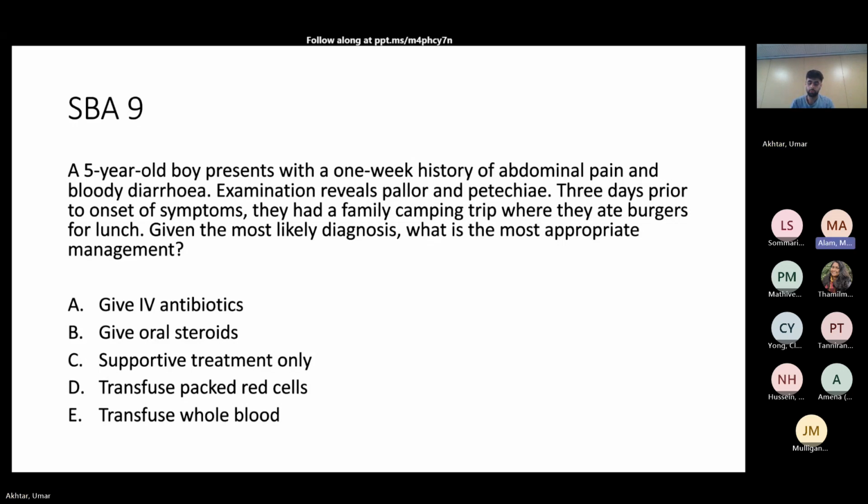Is this Campylobacter jejuni? So I can see why you're saying that, because it does also present with bloody diarrhea and abdominal pain, but it's less likely to present with the pallor and the petechiae. And in terms of when it's talking about a family camping trip where they ate burgers, there's a specific other thing they're looking for that is more likely to cause this specific condition.